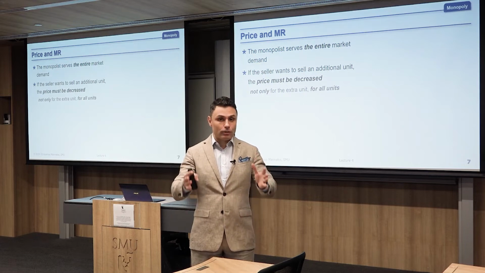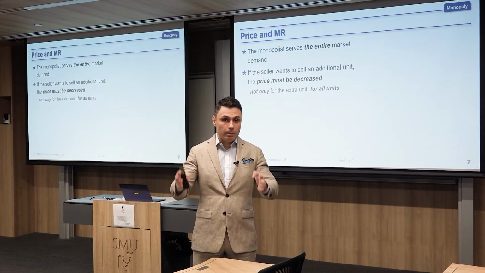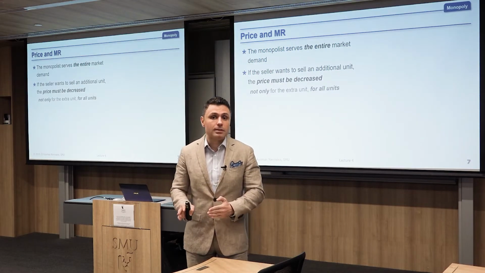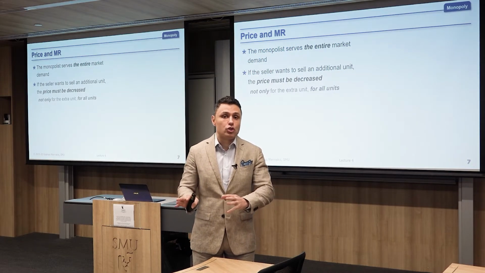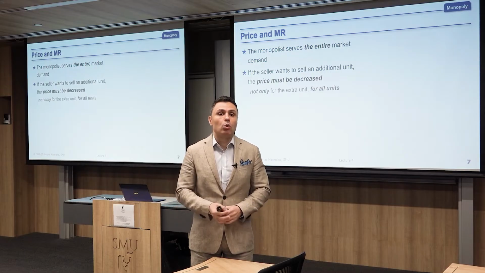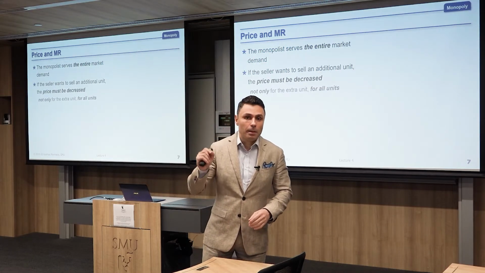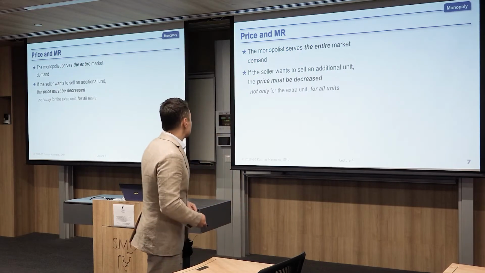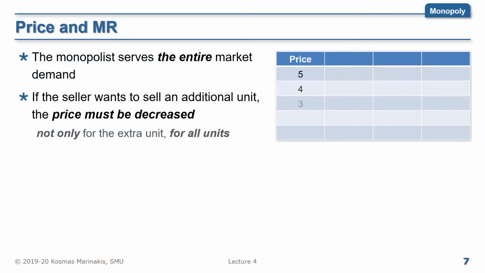There is a part of monopoly theory called price discrimination that deals exactly with that. In this course, we do not have the time to deal with this chapter at all, so we will consider that there is a single price. So if you want to increase your quantity, you have to decrease the price. Let's now see an example about how this works.